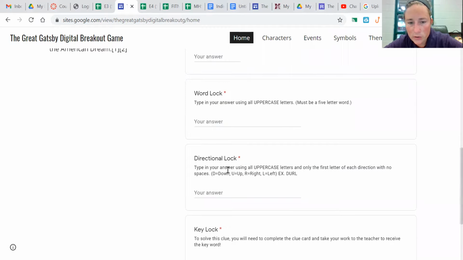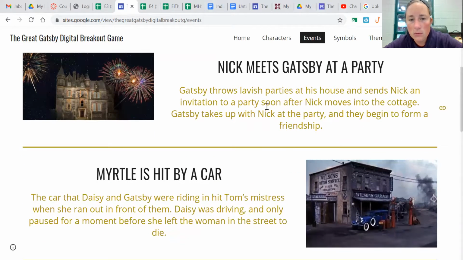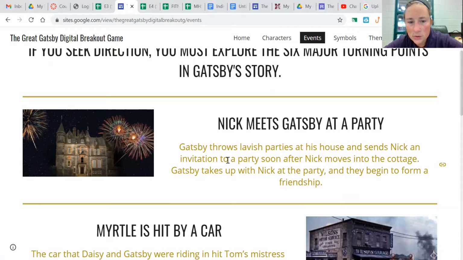The direction words: down, up, right, or left, okay? So read all this, and where's the direction word? Oh, look, there's up. So Nick meets Gatsby at a party, and up.